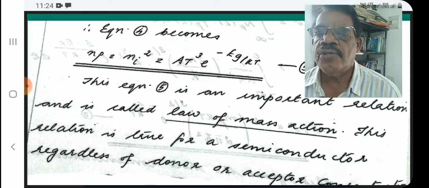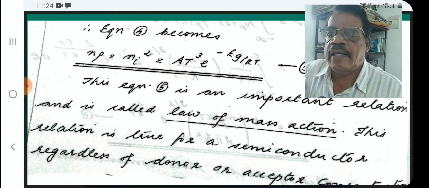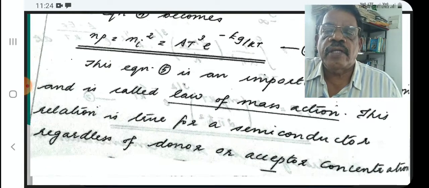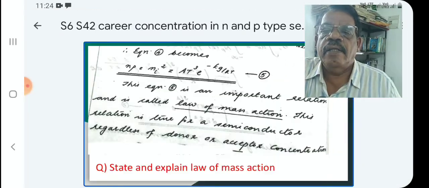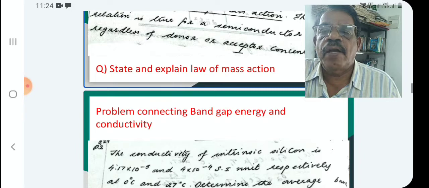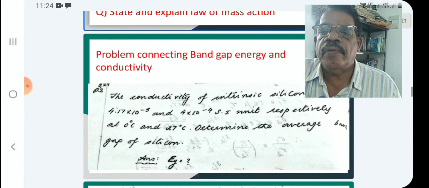This relation is true for a semiconductor regardless of donor or acceptor concentration. But independent of donor acceptor concentration, this will be constant for the semiconductor. The question is: state and explain law of mass action.